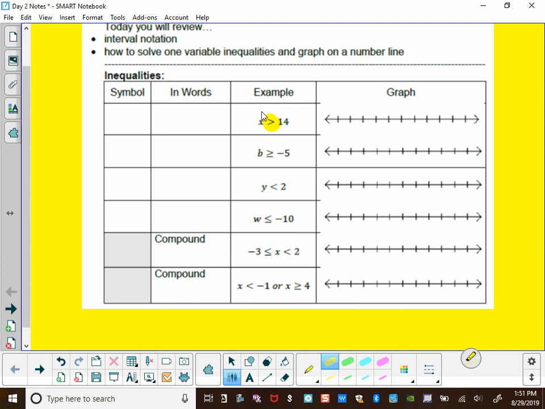What symbol is this? Greater than or less than? Greater than. Yes. That is greater than. And in words, you can just write greater than.